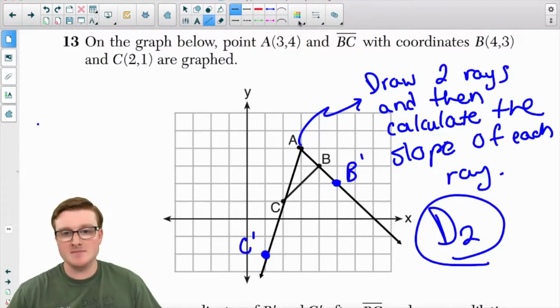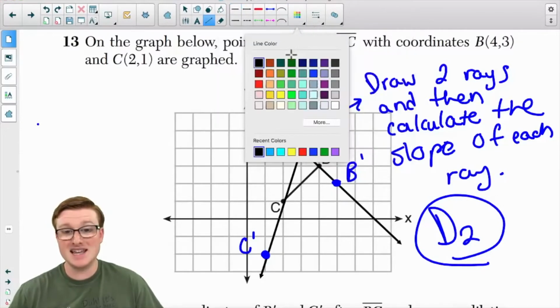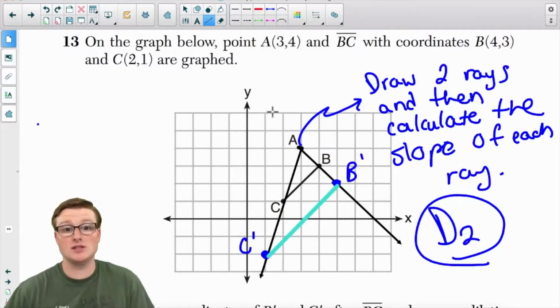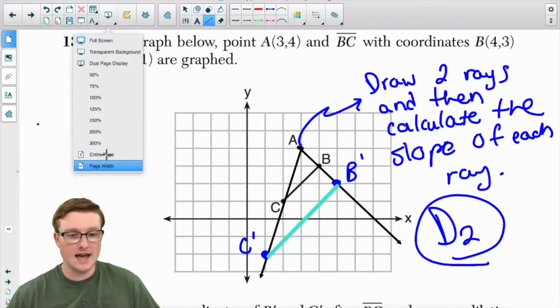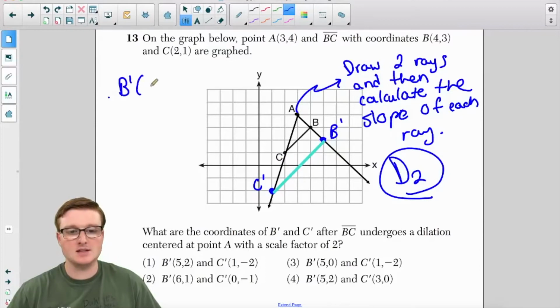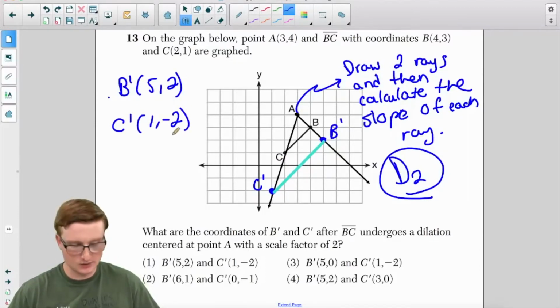This, ladies and gentlemen, is your dilated line by a scale factor of 2. So from here to here, this line is a dilation of 2. So if we're looking at the points, point B prime is 1, 2, 3, 4, 5, up 2. So B prime is the point (5, 2) and C prime is the point (1, -2). So the answer for this one is going to be choice 1.